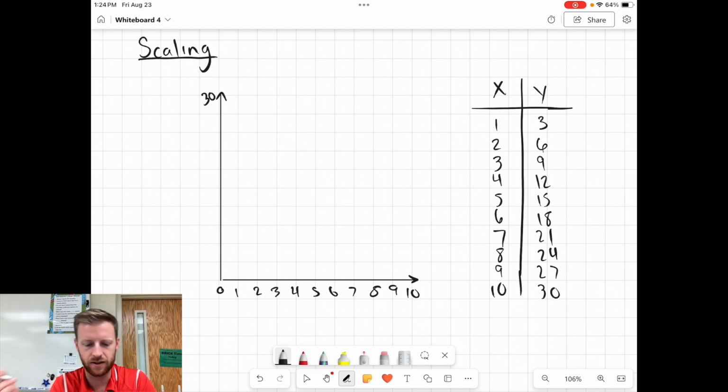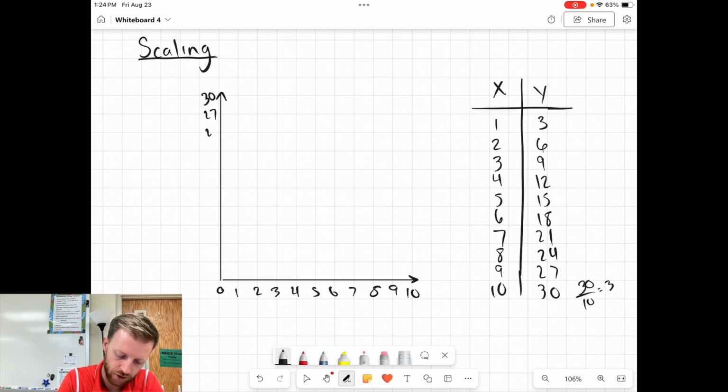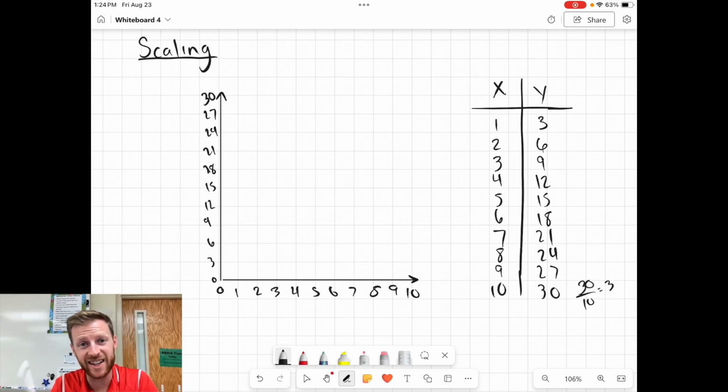Well, I've got 10 lines. So what I will do is I'm going to take my largest number here. I'm going to take 30. I'm going to divide it by 10, and it gets me 3, which tells me that every line should be 3 less. And if that works out, then I should be all the way down to zero. Perfect.